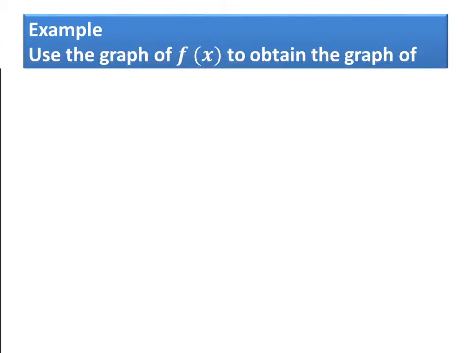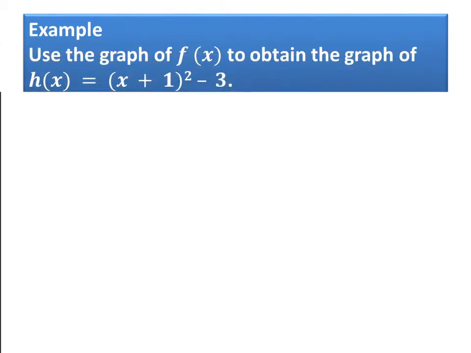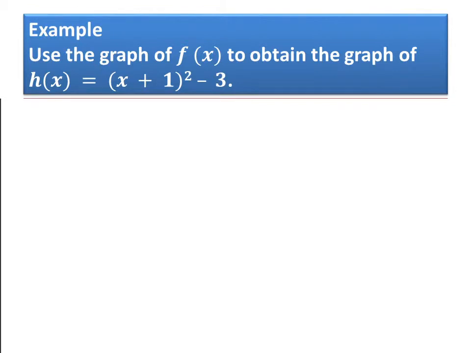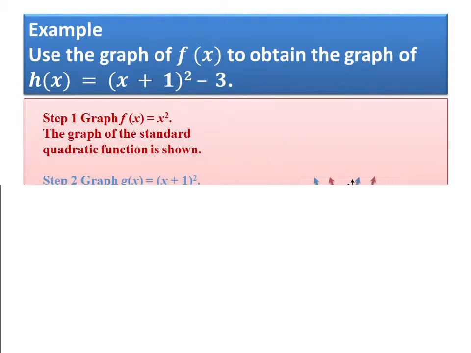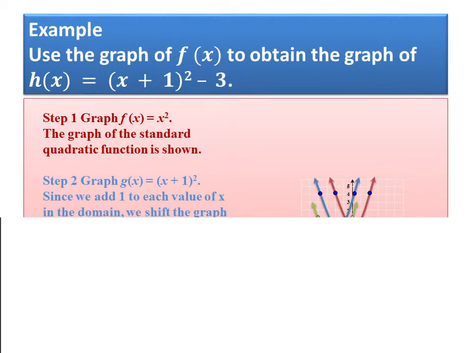Here comes an example with the two kinds of shifts. The example says, use the graph of f of x to obtain the graph of h of x equals (x plus 1) all squared minus 3. Here we meant that f of x is equal to x squared. This is the standard quadratic function, and we will give it the red color.